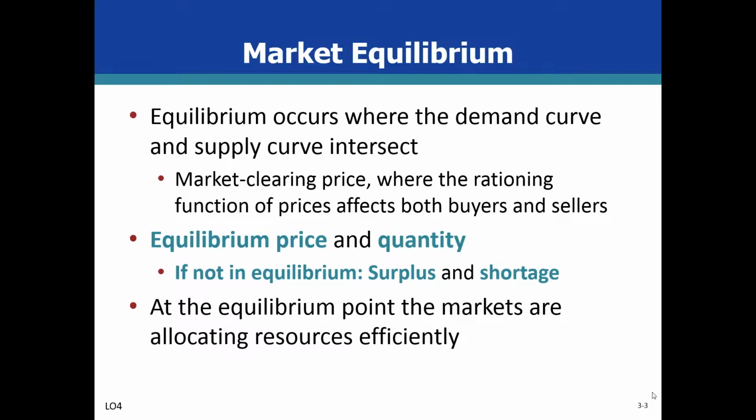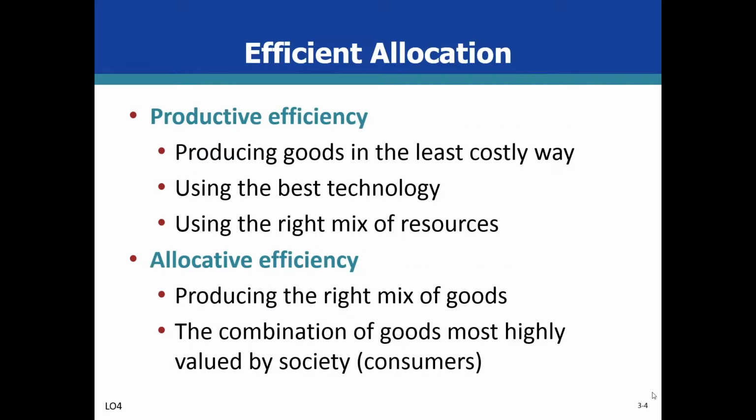At the equilibrium point, economists say the markets are allocating resources efficiently, an important measure that will serve as a benchmark for analyzing distortions. What do we mean by efficient allocation? It's the right mix of resources, providing society with the right mix of goods and services.